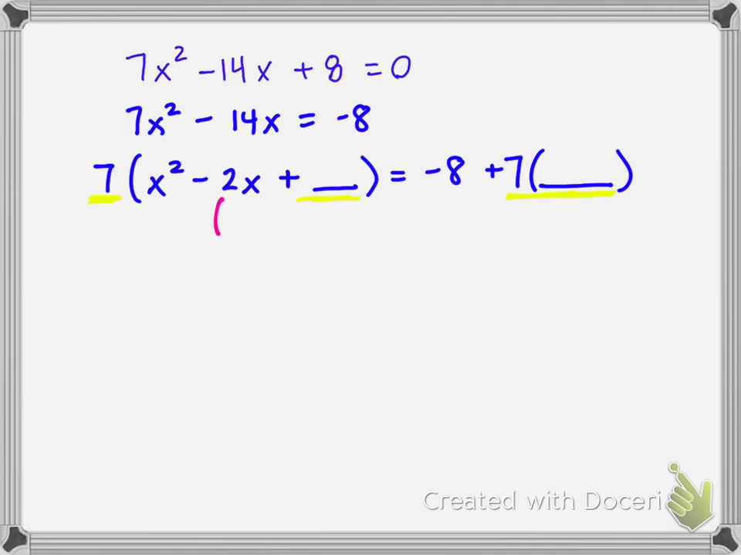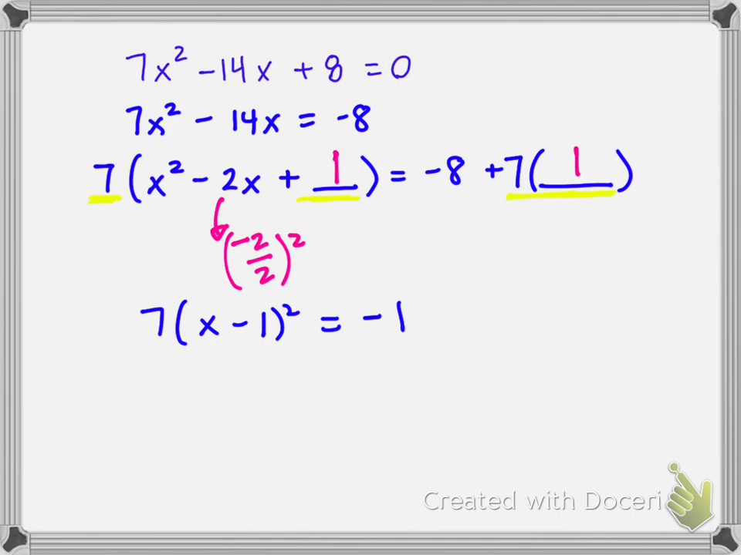From here, we're going to take half this b term, so we take negative 2 divided by 2 squared, and that's going to give us the value of 1. From there, we're going to factor the trinomial, so we have 7 times x minus 1 squared equals, in this case, 7 times 1 is 7, but if you minus 8 from it, you're left with negative 1. Again, we have a multiplier on this factor of x minus 1 squared, so we need to divide both sides by 7. We're left with x minus 1 squared is equal to negative 1 over 7.